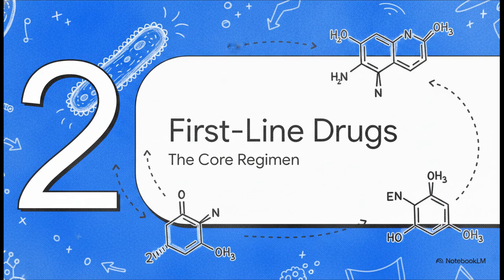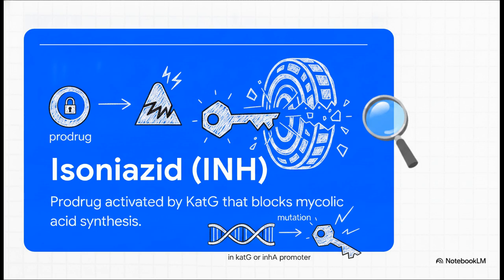Let's jump right into part 2, the first-line heavy hitters. This is your core regimen. We're starting with isoniazid, or INH. What's incredibly high yield to remember here is that it's actually a prodrug. It literally requires the mycobacterial KatG catalase-peroxidase enzyme just to wake up and become active.